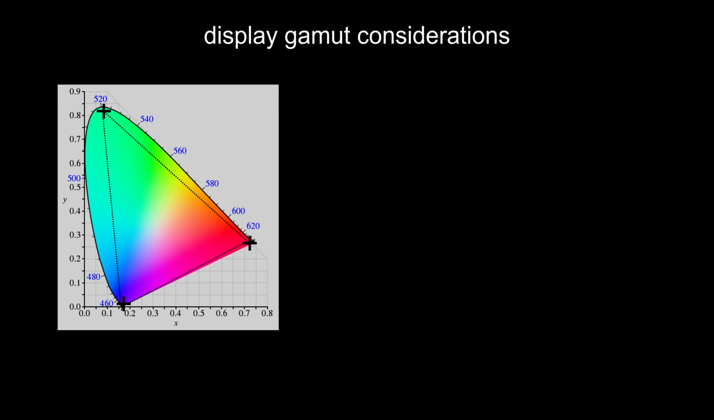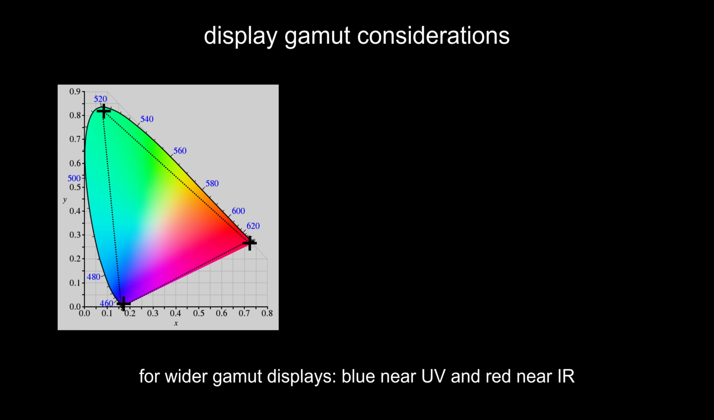And if you could click the next button, that means that for wider color gamut displays, you'd rather have your blue be near UV and your red be near IR. And as we'll see, this may be good from a display perspective, but might not be so great when you're looking at lighting. Next.